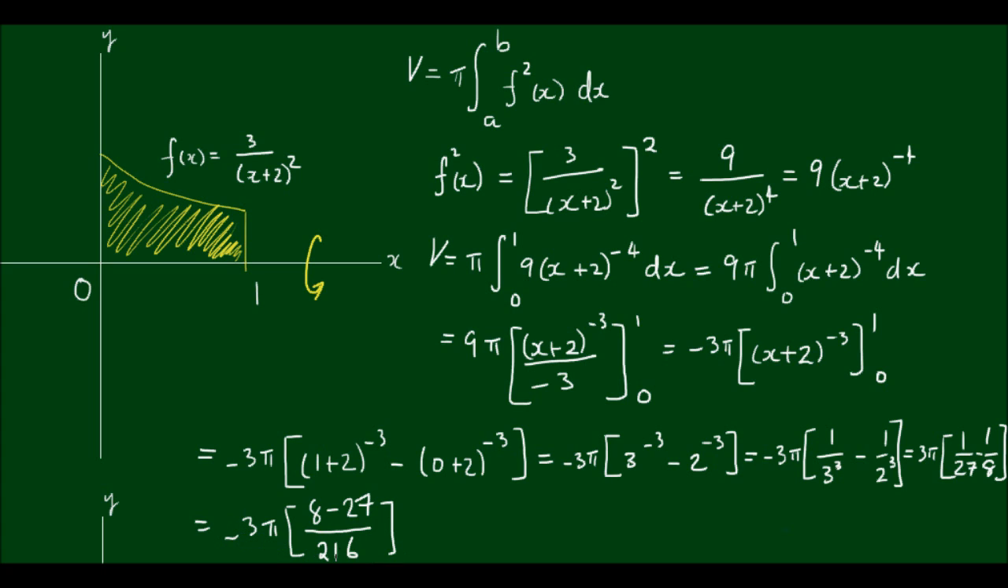And negative 3 and 216 will simplify down to negative 1 on 72 pi, and then 8 minus 27 will give me negative 19. So the two negatives cancel, and I'll get 19 on 72 pi. So this is the value, and to show that I have a volume, I should write units cubed. And that's how you would find the volume of a function revolved around the x-axis.